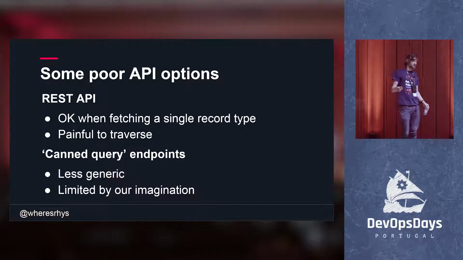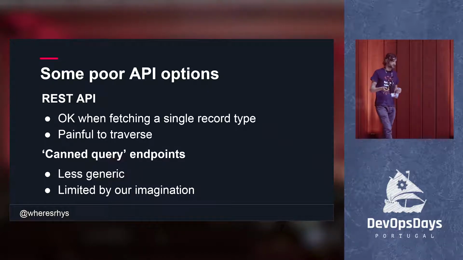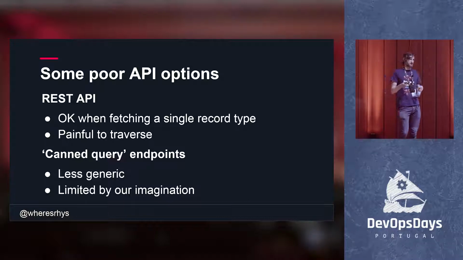So looking at the APIs we could build, we considered REST, but that's really not very good for exploring connected data. I don't know if anyone's worked with REST APIs for this. You just end up writing loads of code to traverse relationships. So we considered doing canned queries, where we have an endpoint where you pass in some parameters that populates the query, but that's limited by our imagination, and we want people to be able to ask whichever questions they want of this data.